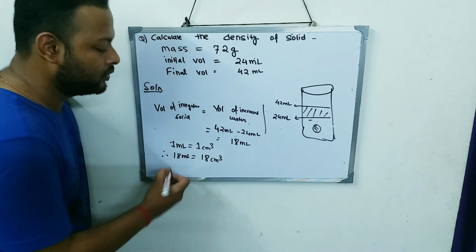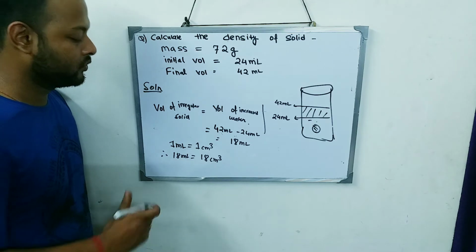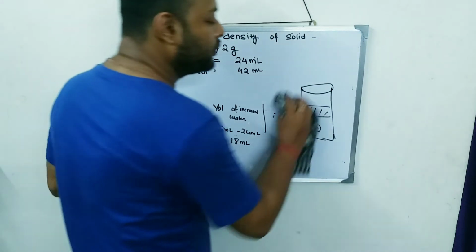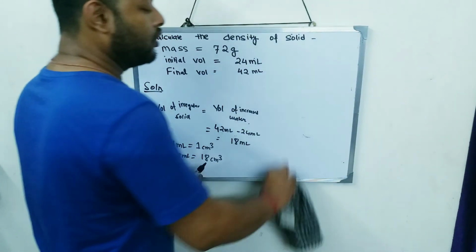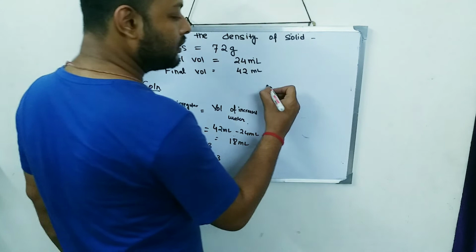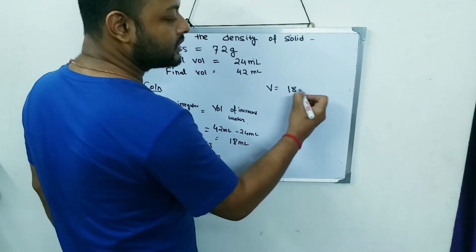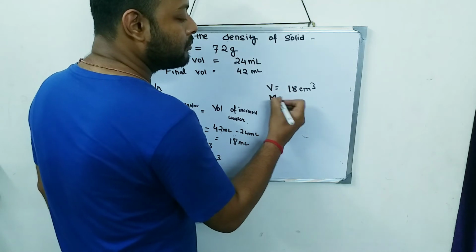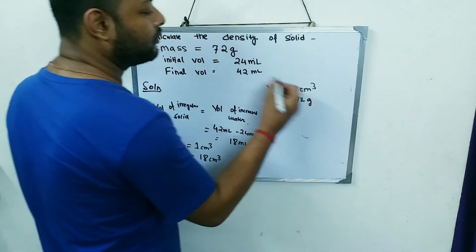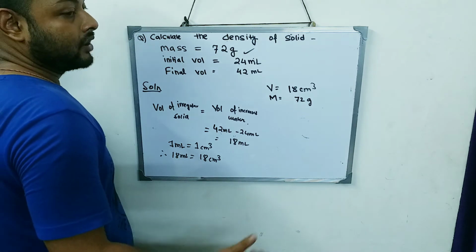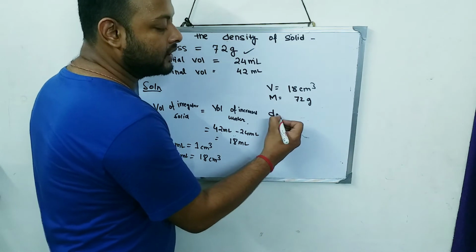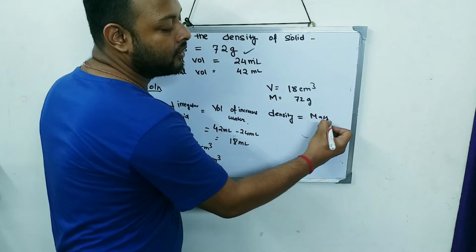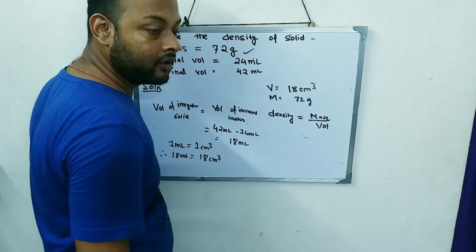Okay. So we know this. So I got the volume, very easily, which is how much? Volume is equal to 18 centimeter cube. Now the mass is equal to 72 gram, which is given. Now I need to calculate the density. Now density is equal to mass by volume. We know this formula, mass by volume.